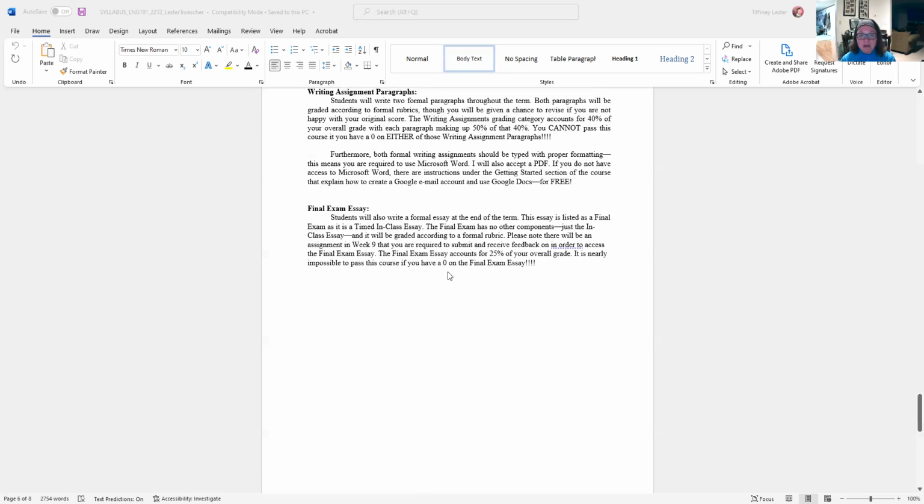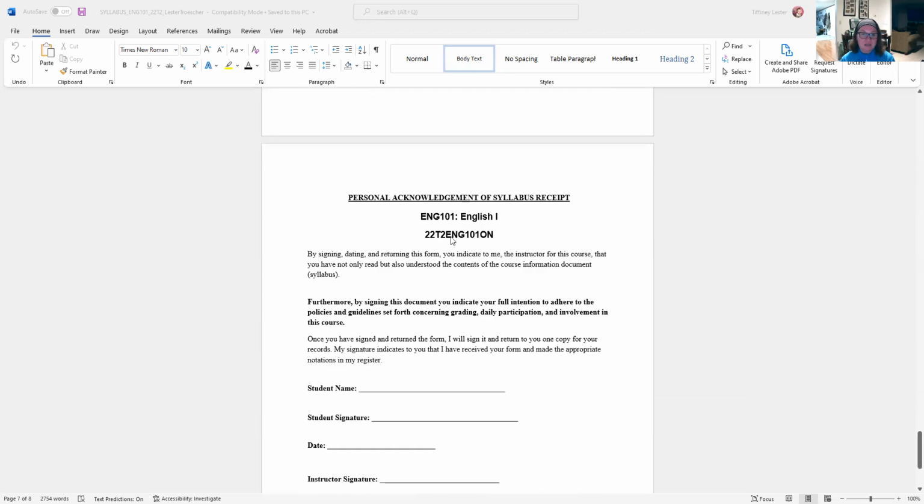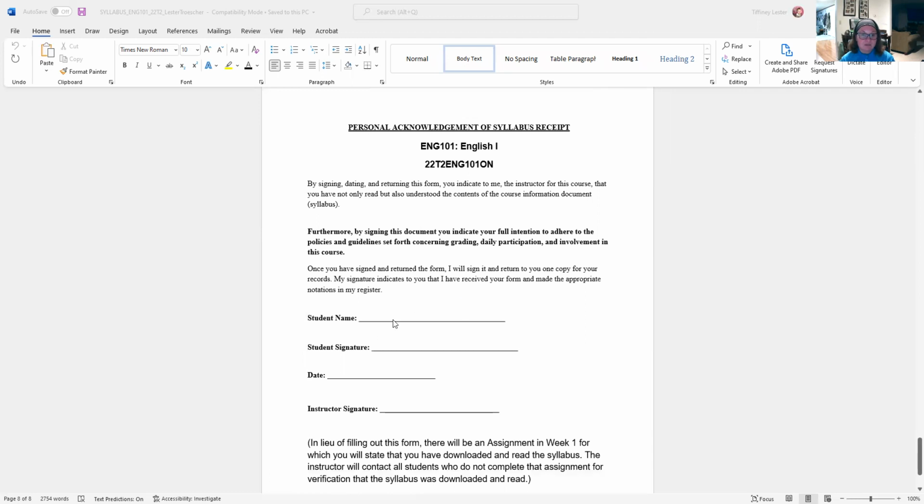Okay, that is about it. The last page here is the syllabus receipt. If we were on campus, you would sign this and hand it in. We're not on campus, so don't do anything with this.